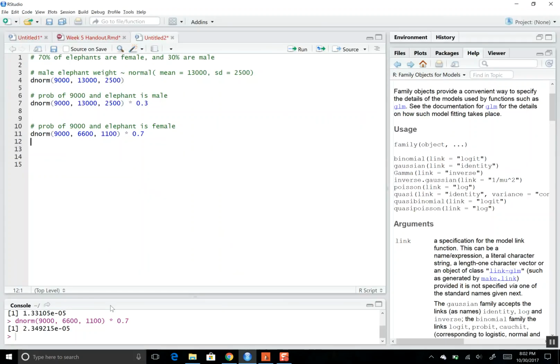Okay, so if we just did the probability of a 9,000 pound elephant, if the elephant is female, is just this part. But then the probability of a 9,000 pound elephant and female, because females are more prevalent, will be 0.2349 times 10 to the minus 5.